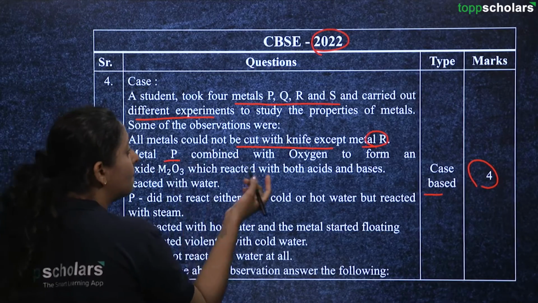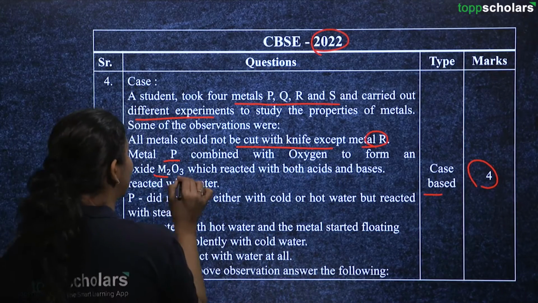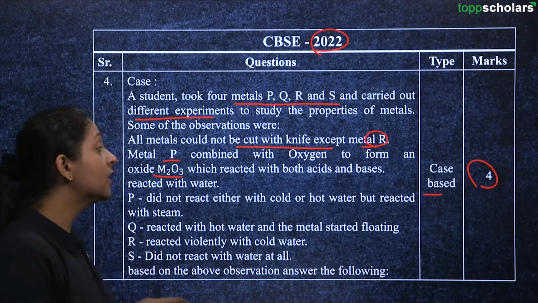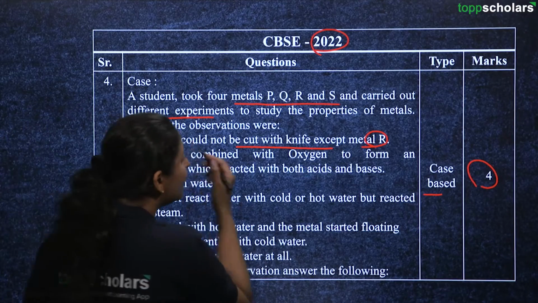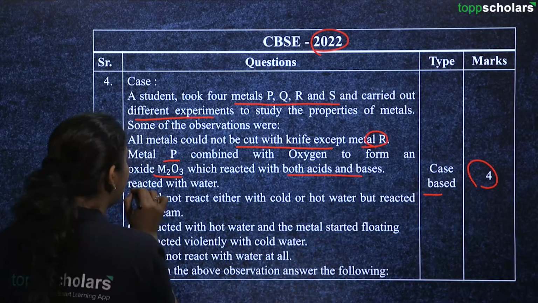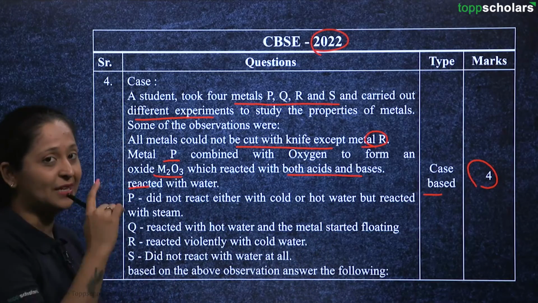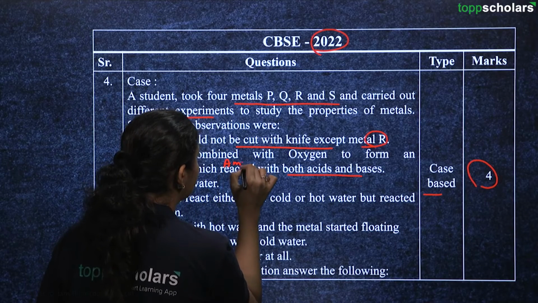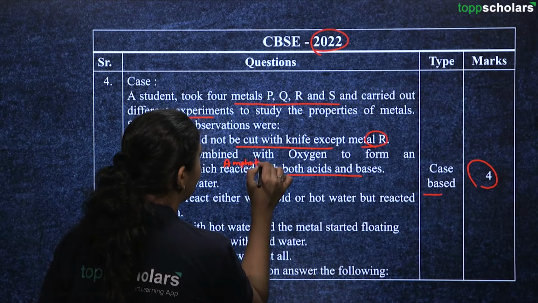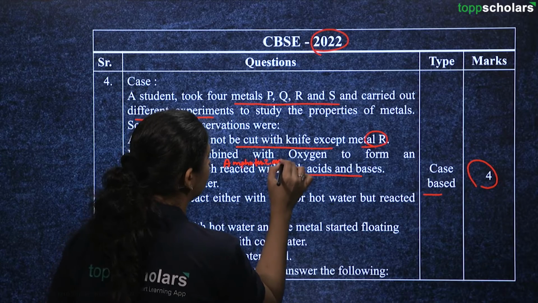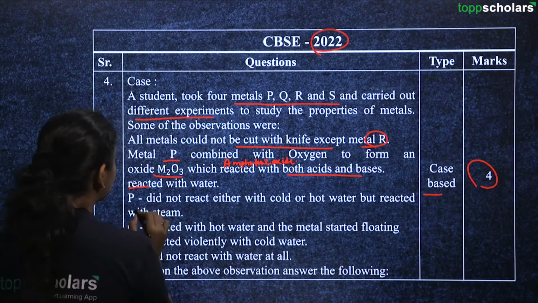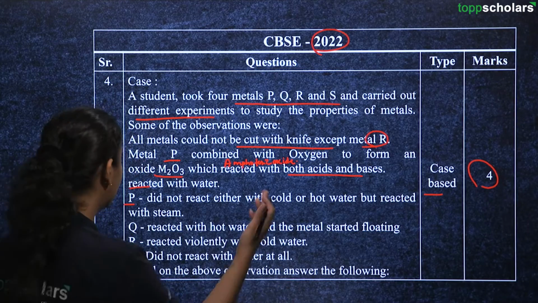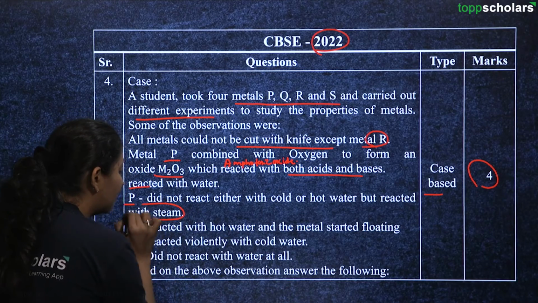Metal P combined with oxygen to form a metal oxide. When you combine metal P with oxygen, it forms a metal oxide, and this reacts with both acids and bases. That means it is an amphoteric oxide. You get this information from this, children, that this one is an amphoteric oxide. The next point which is given is, P did not react with either cold or hot water but reacted with steam.